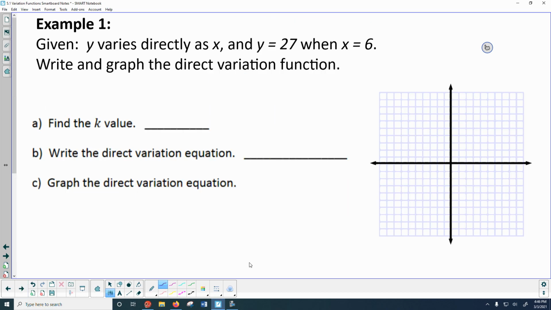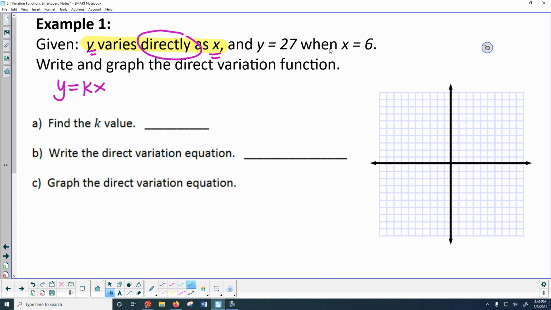So example 1 tells us that y varies directly as x. That's our key setup. We have to know what kind of variation we're doing. And it says that y is equal to 27 when x is equal to 6. So we're going to write and graph the direct variation function, but we have some steps. So step 1 is find the k value. Whenever we see direct variation, the first letter varies directly as the second. In this case, we'll say y equals k times x.